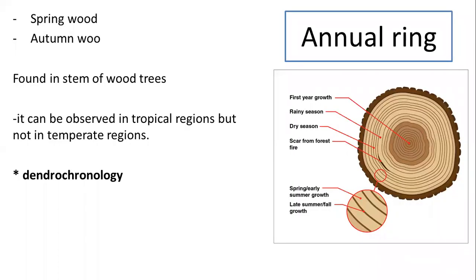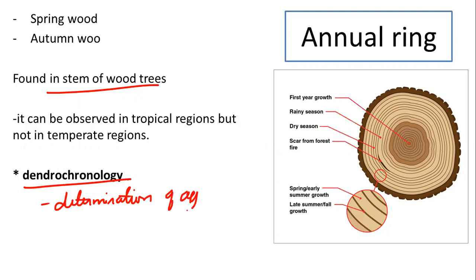Last but not least, we'll be studying about the annual ring. The annual ring is found in the stems of woody trees. You might all have heard about this: based on the number of lines, you can tell the age of the tree. That study is called dendrochronology, a branch of science which deals with the determination of the age of a tree by counting the rings at the base of the main stem.